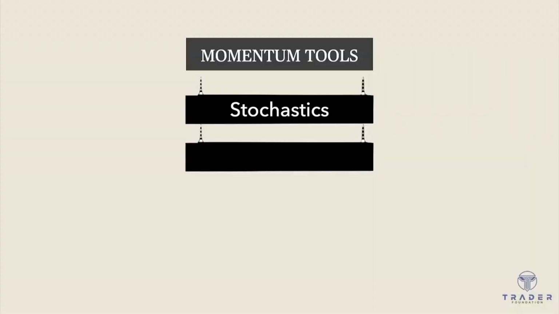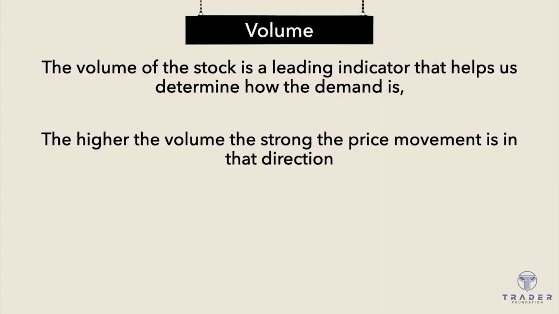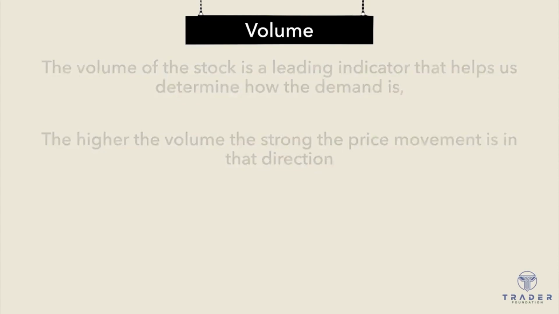Now that we understand what the stochastics are, we're going to talk about one of the most powerful tools out there, volume. Now, the volume of the stock is a leading indicator that helps us determine how the demand is. The higher the volume, the stronger the price movement is in that direction.